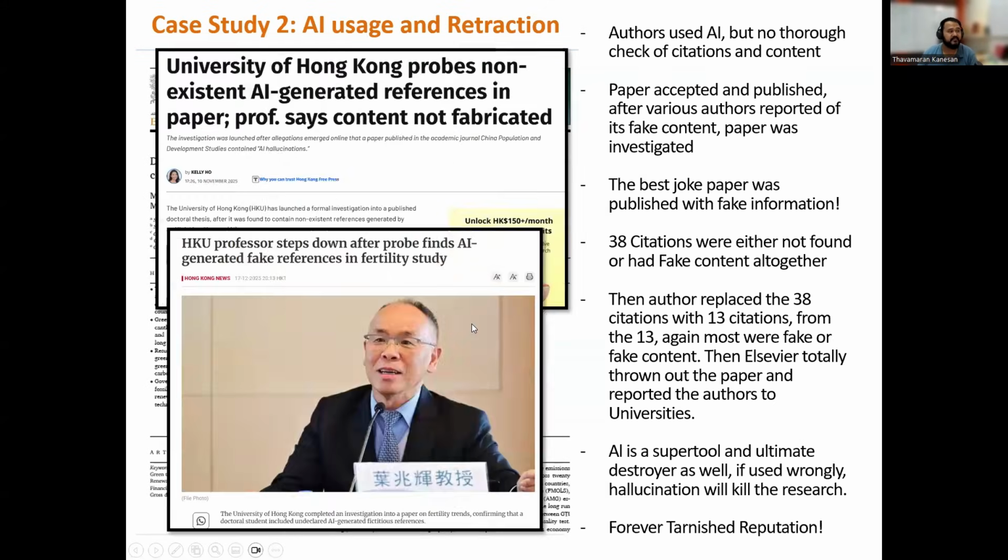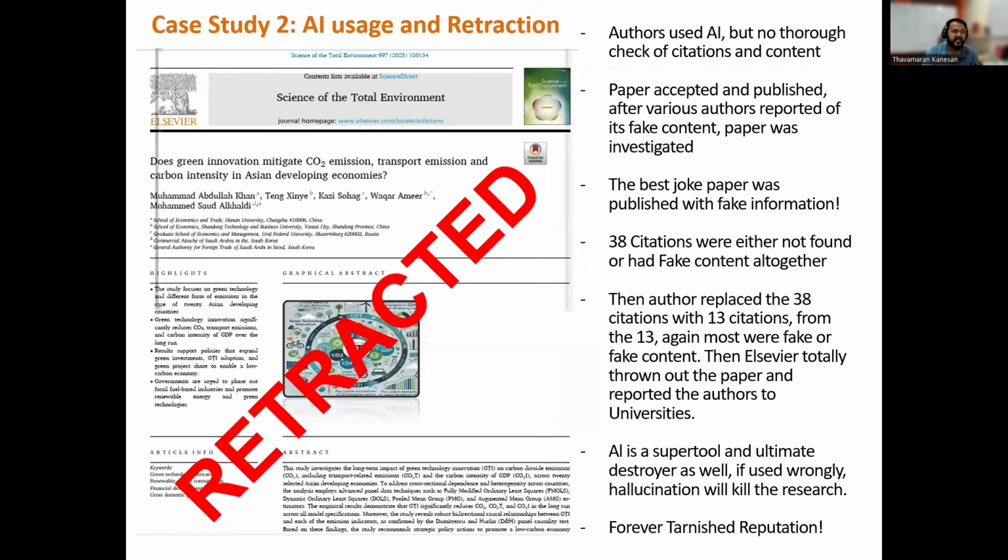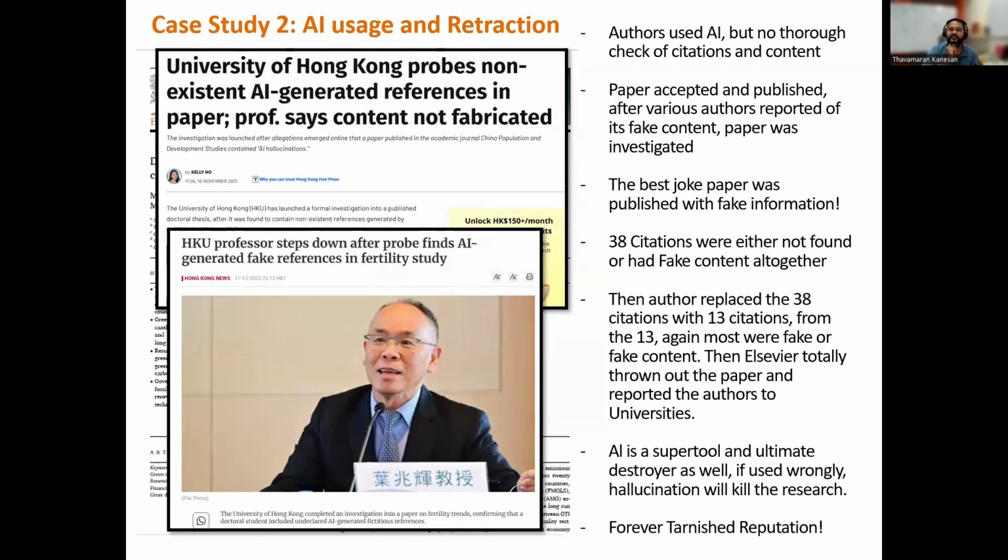Another major case that happened last year was this. These are the two cases. They actually shifted the publisher paradigm, because the first case is Elsevier, the second case is Springer. Both are the biggest publishers in the world, who control Scopus and Web of Science. That's why they're changing the rules now, massively changing.